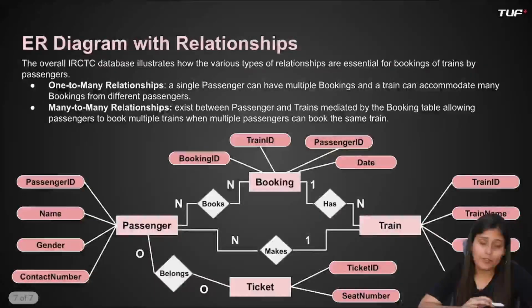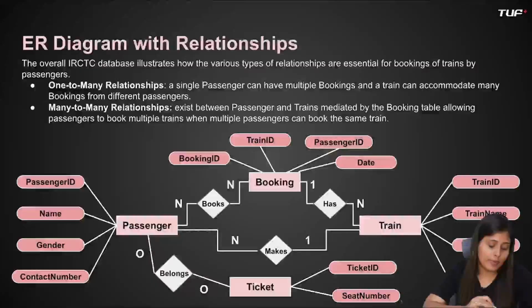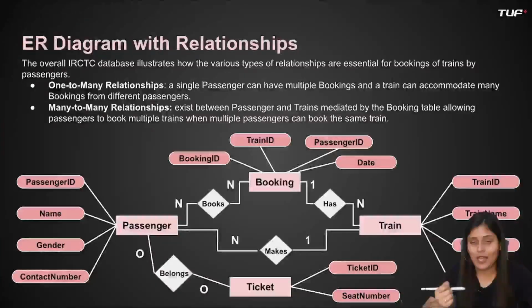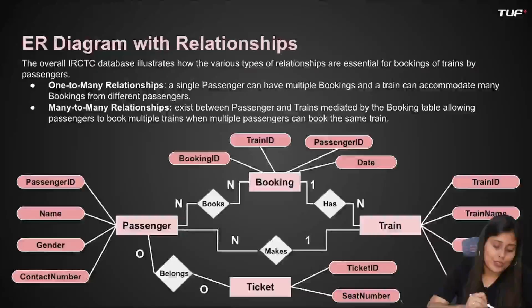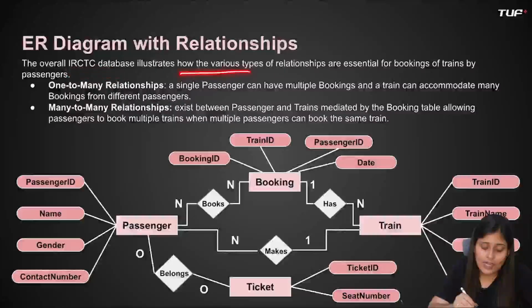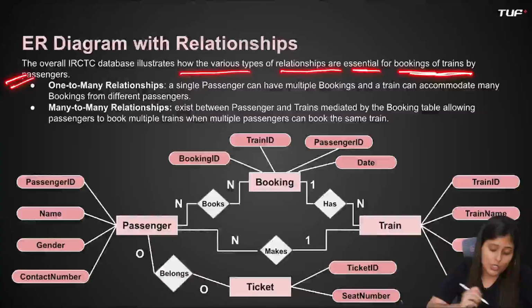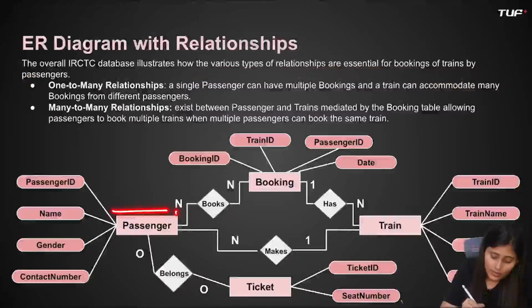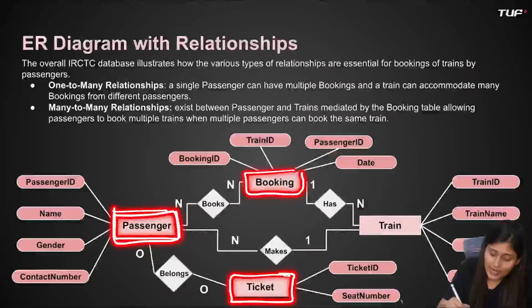Now, whatever we have learned, the different types of relationship between the entities, we will be representing via the ER diagram and using those relationships here. So let's take the example of IRCTC. This illustrates how the various types of relationships are essential for bookings of trains by passengers. Here you can see there are different types of entities like passenger table, booking table, ticket table and train table. Basically a table is an entity here, so we have 4 different entities.